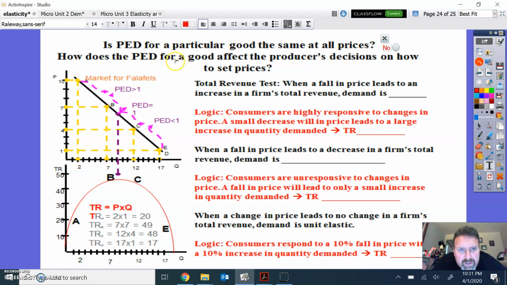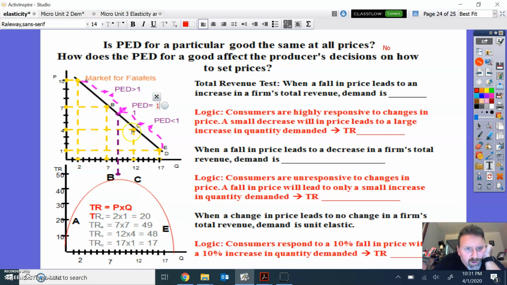So how does price elasticity for a good affect the producer's decisions on how to set prices? Okay, we have two graphs right here. Let me add this in so we have it here. Okay, and I know it's down there, but I don't like it down there. I like it equal at this point.